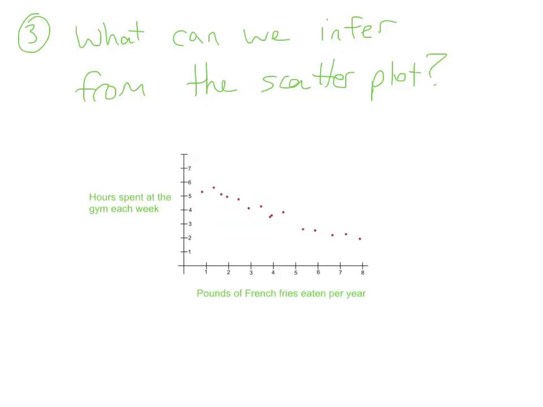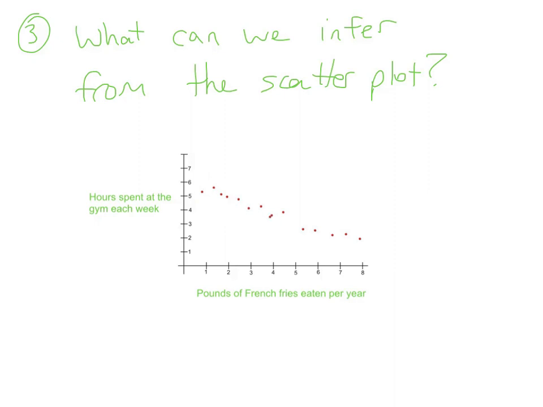All right, so the last one we're going to have you work on is this. I want you to take a second, pause the video, and figure out what we can infer from this scatter plot. This axis down here stands for pounds of french fries eaten per year. This stands for hours spent at the gym each week. And each one of these little dots is a person.